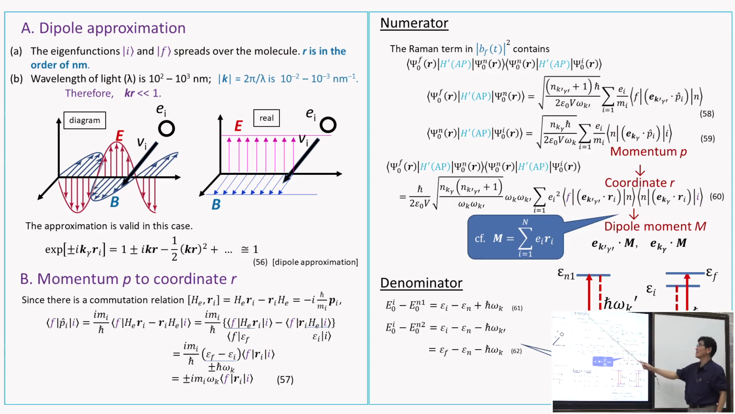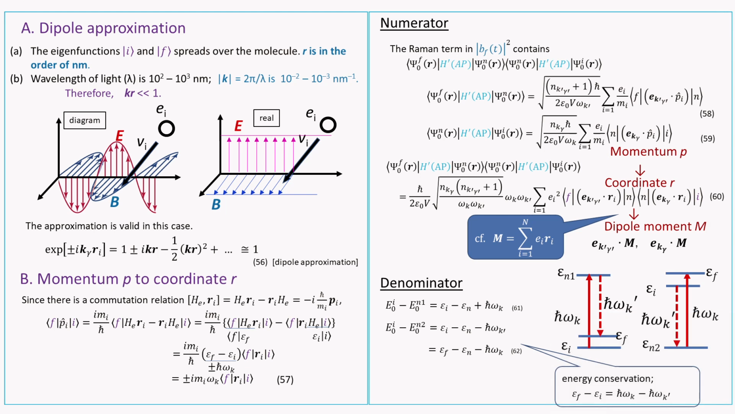Again, the Raman term, the square of the matrix element, contains the wave function of the final state, the H prime term, the intermediate state, the H prime term, and the initial state. The former part and the latter part are calculated in this way.